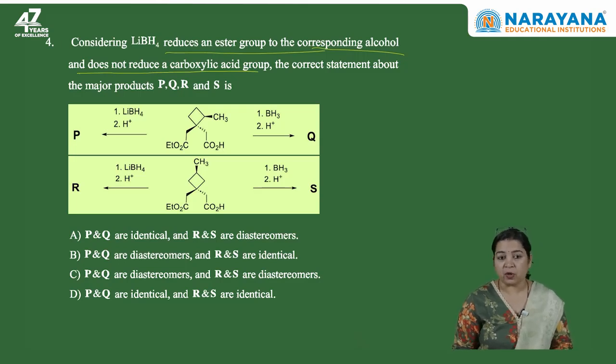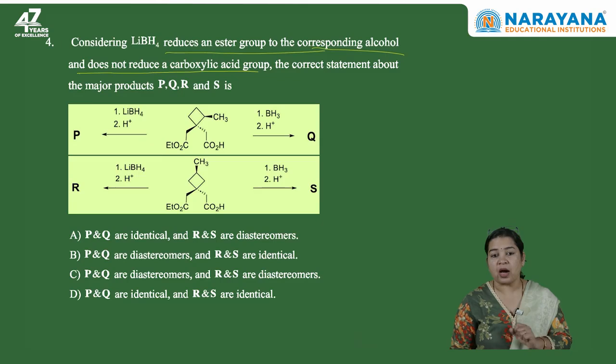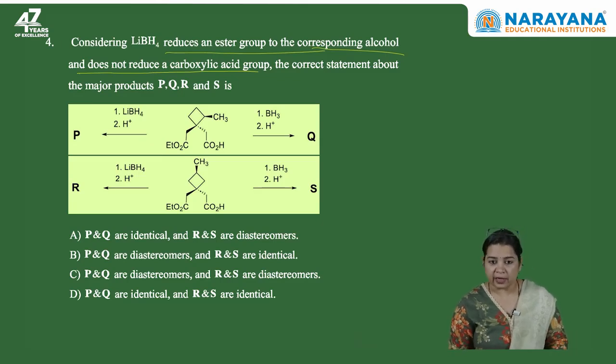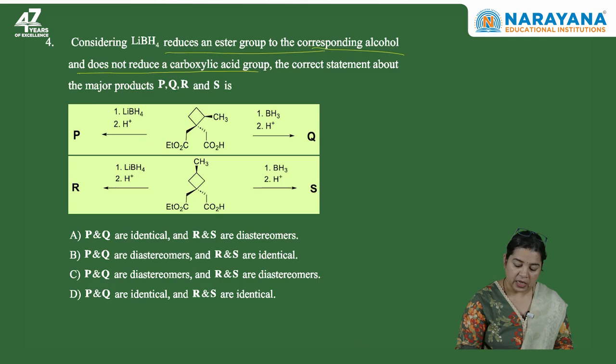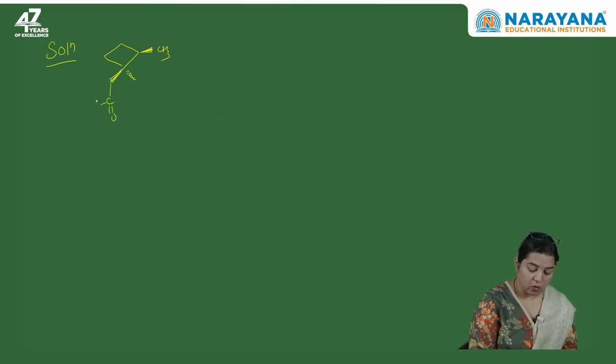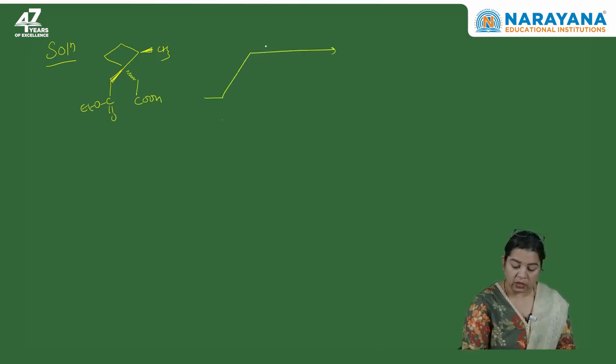The correct statement about the major products P, Q, R and S, 4 products you have to analyze. So let's start with each and every possible product. So the first portion, let us make the solution. What does it say? First we have CH3, then there is wedge, dash, COOEt, and here we have COOH. Now this molecule is treated with LiBH4 first.